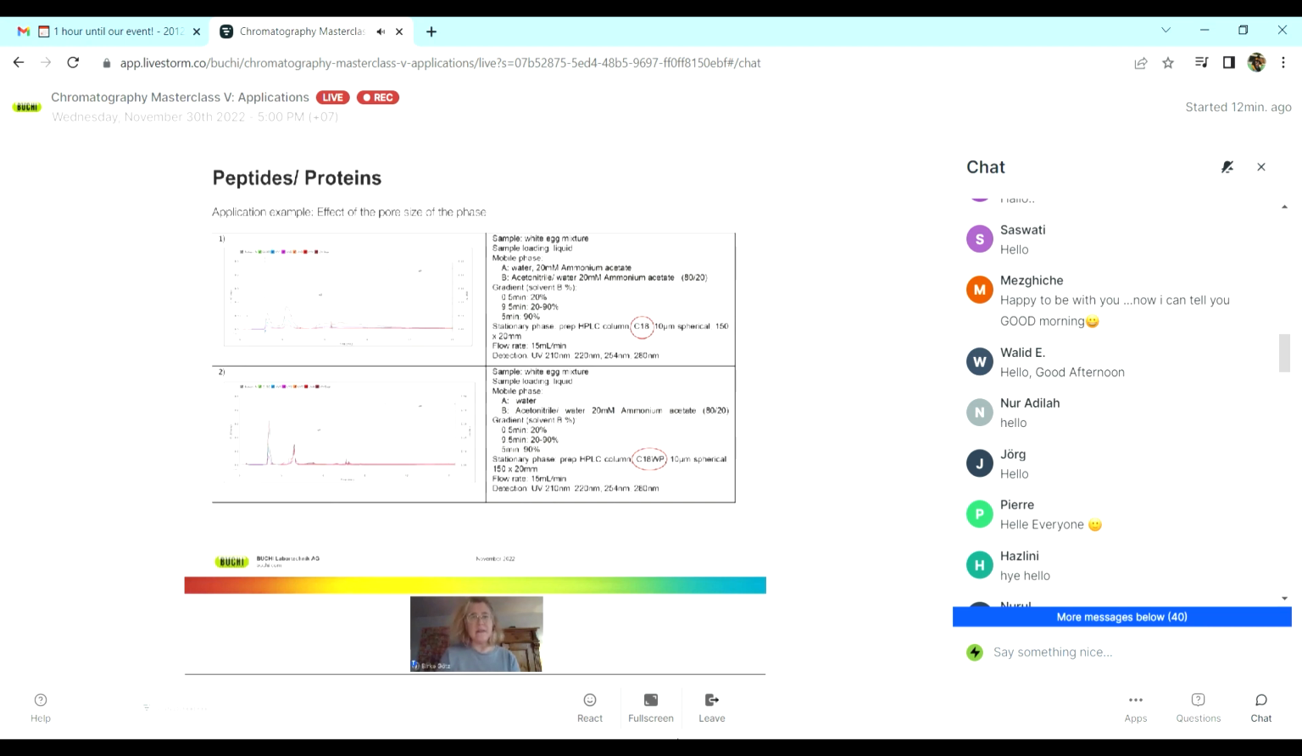What you see is that when you go for the bigger pores, the peaks get better separated. They are sharper. Just have a look at the first peaks. So these peaks are sharper, and you really get a nice baseline separation of the first two peaks. So a nice effect of the pore size to the separation of the peptides and proteins.